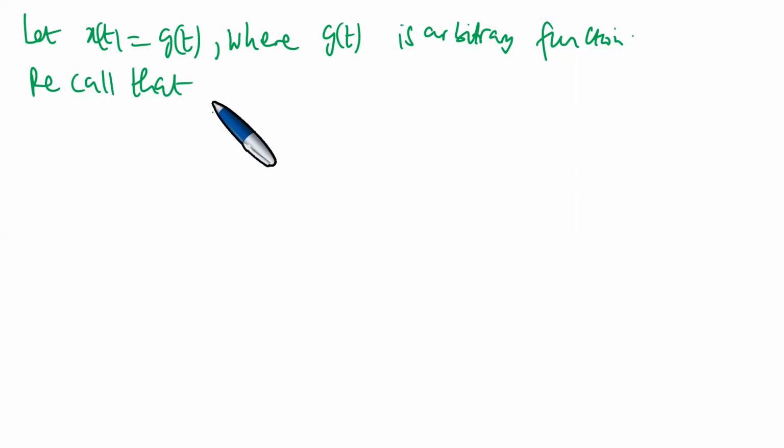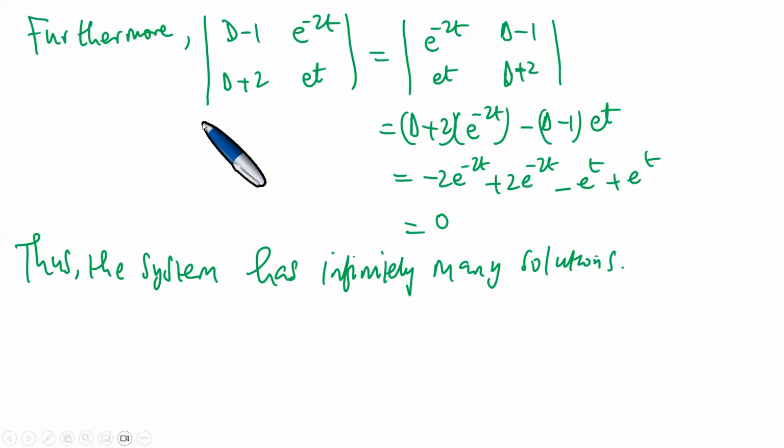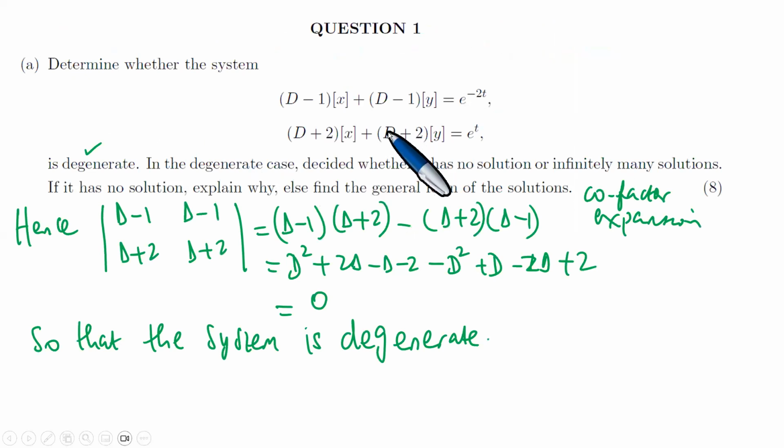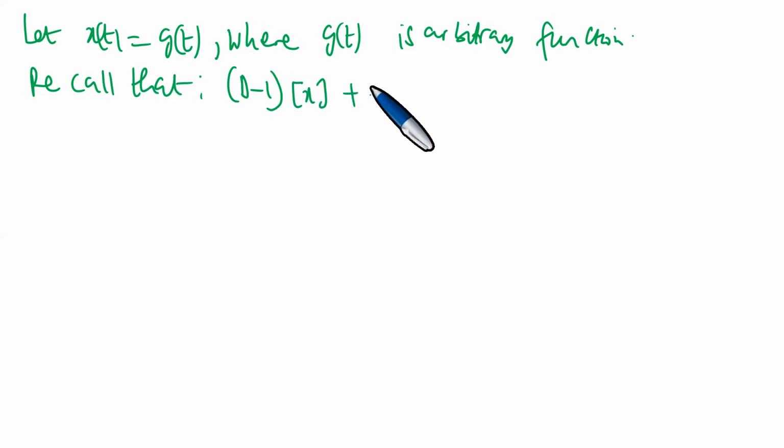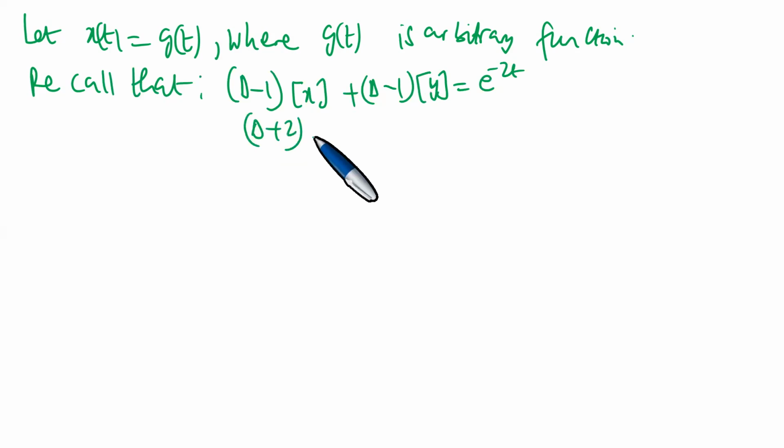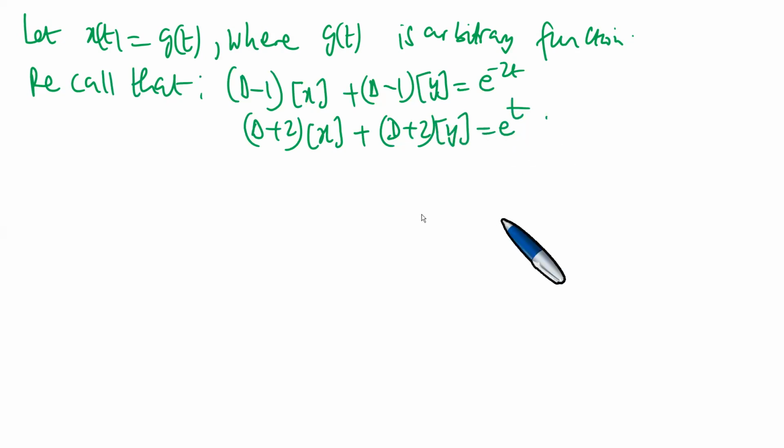Okay, I'm bringing forth the questions that came in the exam. Exactly this. I'm going to write this system on the other side so that we can find the answer to the problem. So this becomes (d minus 1) x, according to the question from the January exam paper, plus d y, which is e to the minus 2t, and 2x plus (d plus 2) y is e to the t. Okay, so we have this.